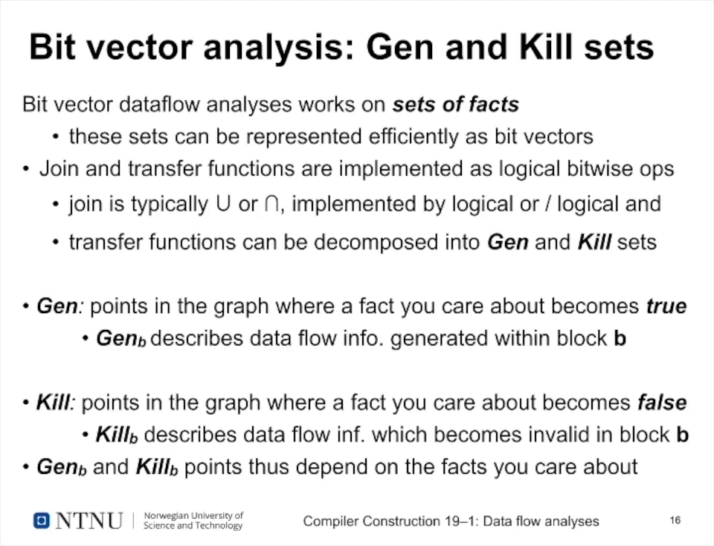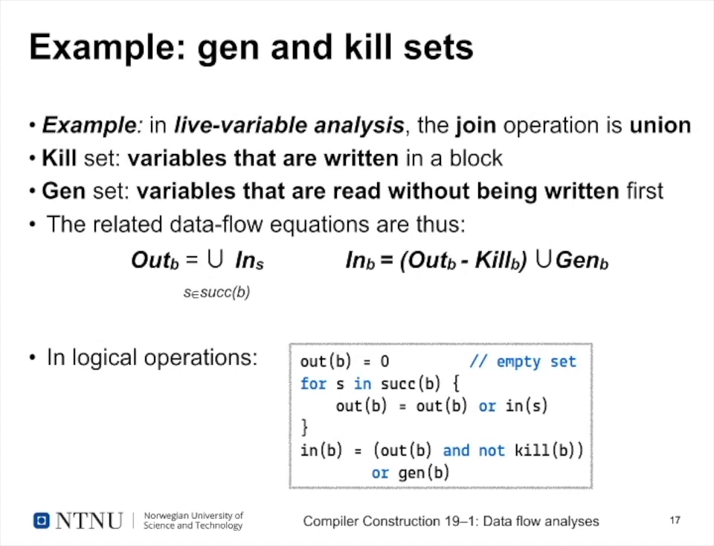And so we've seen we cannot have just a very general abstract definition because we need to specify the gen and kill points and sets depending on the facts that we care about, so depending on the analysis we're actually going to perform. So we have an example for gen and kill sets here. One example is live variable analysis. For this, our join operation is union. So our kill sets, we want to see which variables are live, are the variables that are written within a block. The gen set are the variables that are read without being written first.